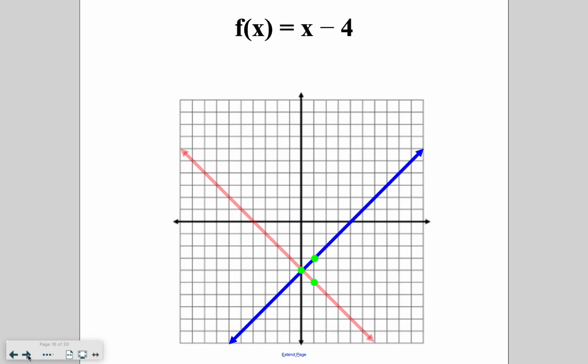So what does that look like on the graph? It basically flips your line over the y-axis. So it used to be going left to right going up. Now it's left to right going down. So when we flip, it is changing which side is going up and which side is going down.